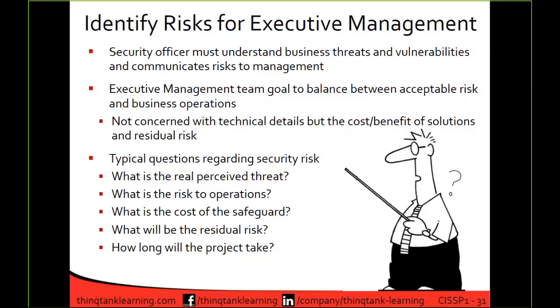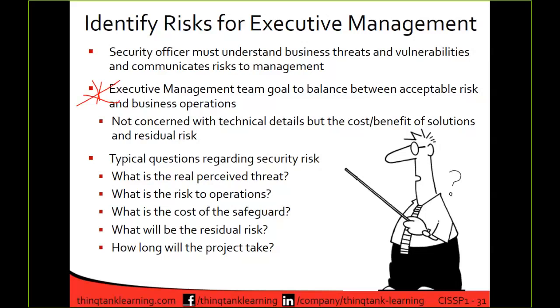right? The executive management team's goal is to balance between acceptable risk and business operations. That is a really important bullet point. It's always a balance. You can implement so many controls in your organization that operations are ineffective, right? Basically, you're locking down your business to a point where it just simply can't be productive. Or you can go completely the opposite direction. Everything is productive, but there's no security. So it is completely a balance between those operations. You have to balance risk with process, right?